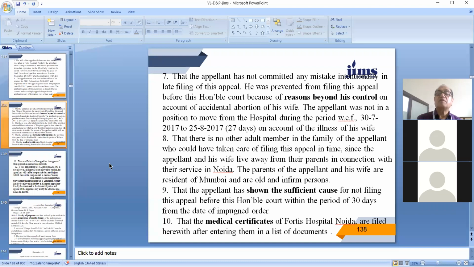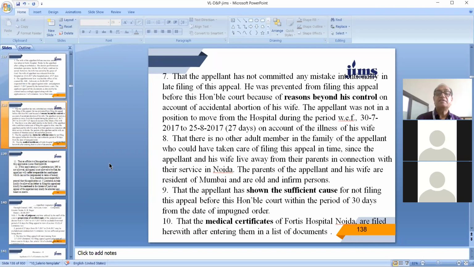that the appellant has not committed any mistake intentionally in late filing of this appeal. He was prevented from filing this appeal before this honorable court because of reasons beyond his control. You see, I have highlighted reasons beyond his control on account of accidental abortion of his wife. The appellant was not in a position to move from hospital during the period 30th July 2017 to 25th August 2017, that is 27 days, on account of the illness of his wife.